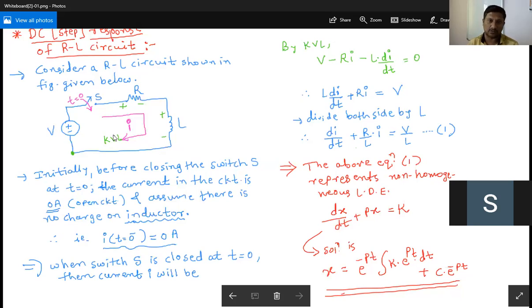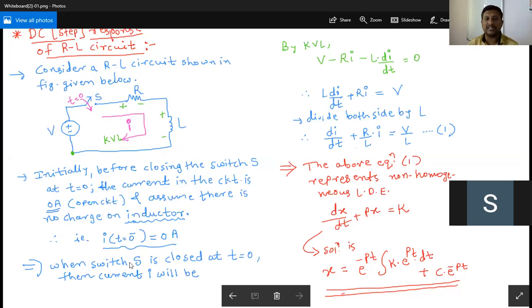Initially, before closing the switch, the current in the circuit is 0 ampere because it is an open circuit, and assume that there is no charge on the inductor initially. That's why when the time is less than 0, the current in the circuit is 0 ampere. This is the way of writing before the switch closing, that is t equal to 0 minus, म्हणजे exact 0 नाही किंवा 0 plus नाही. When the switch was not closed, before that the time is written as t equal to 0 minus.